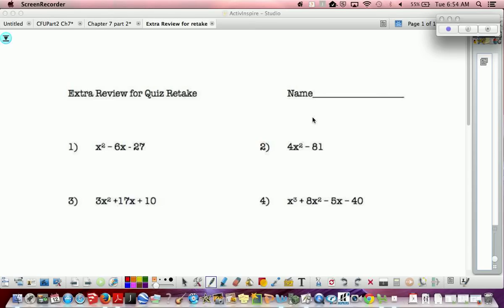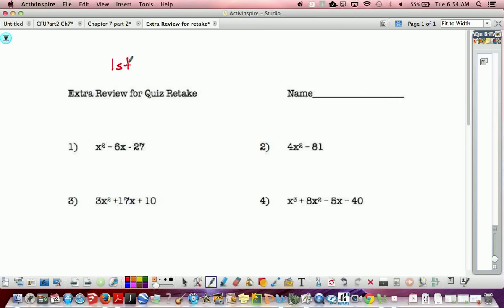On all of these problems, the very first thing that I look for is the greatest common factor. If you have a greatest common factor, factor that out. Once I've done the greatest common factor, the second thing I do is factor what's remaining, depending on how many terms I have and the numbers in front of the x squared.